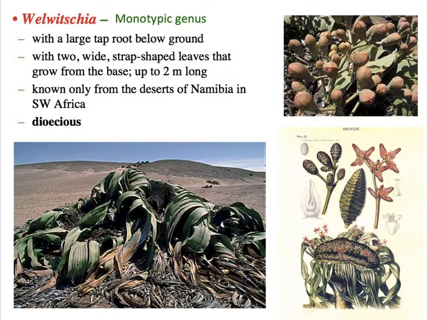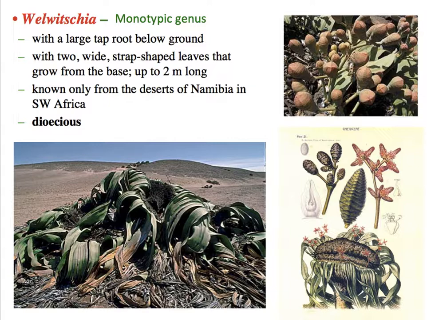And the last genus is Welwitschia, and it's monotypic because there's just one species in the world. It has a large taproot that grows below ground, and out of that taproot is a small stem, and then two huge leaves emerge that grow continuously for the life of the plant, which can be over 100 years. It grows in the driest desert in the world. Some years there'll be no rain at all, and yet this plant can survive.